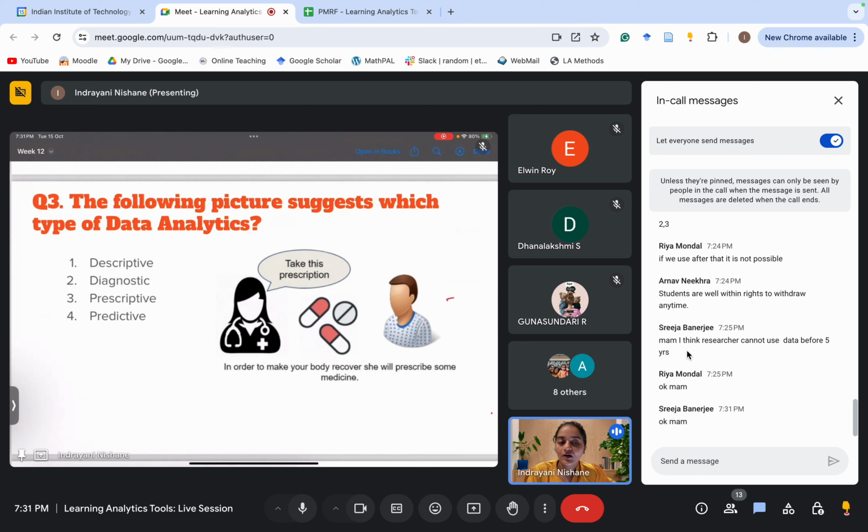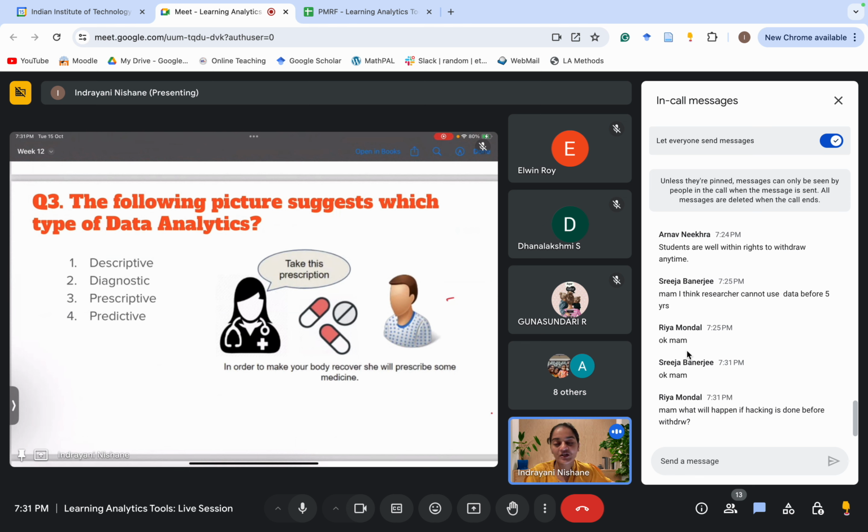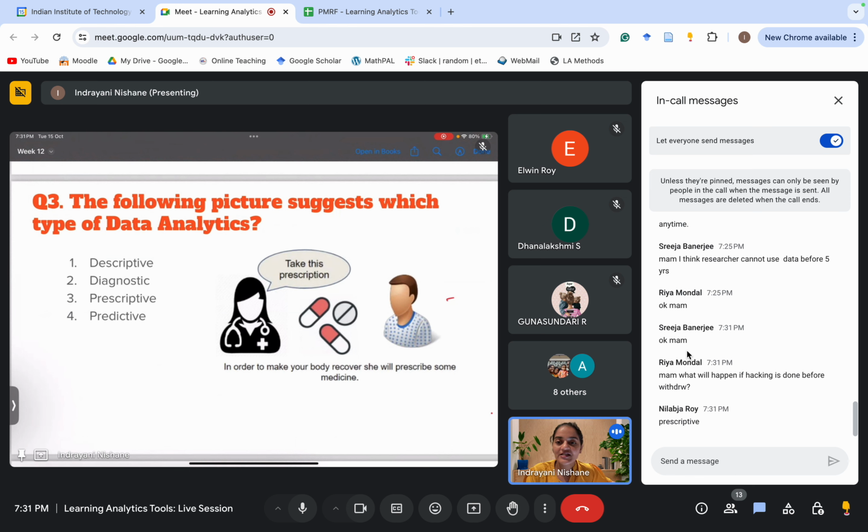Now this we have done so many times, so I'll be waiting for answers in the chat box for this question. So the following picture suggests which type of data analytics.